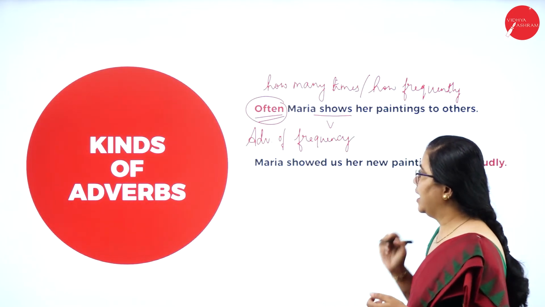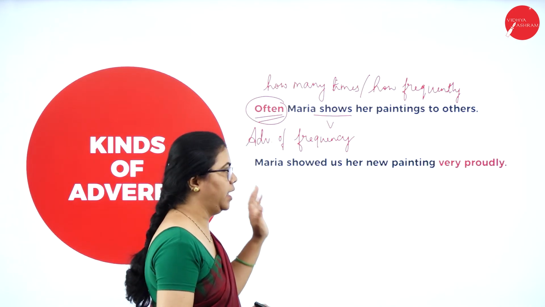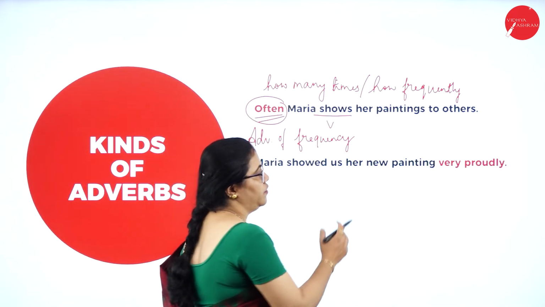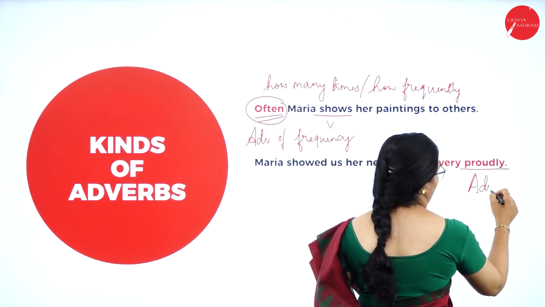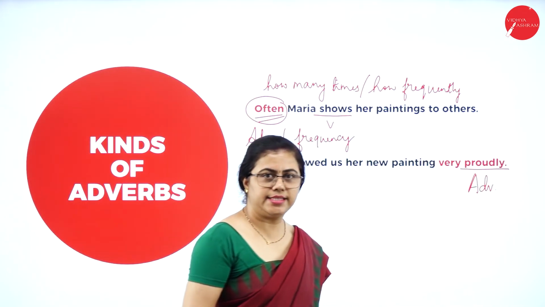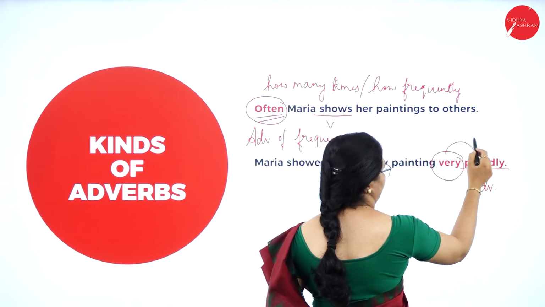Okay, at last we have another adverb, that is, Maria showed us her painting very proudly. We have two adverbs here. This is one. Proudly is already an adverb, isn't it? Here another adverb is modifying this adverb.